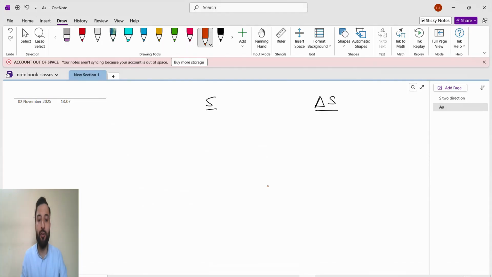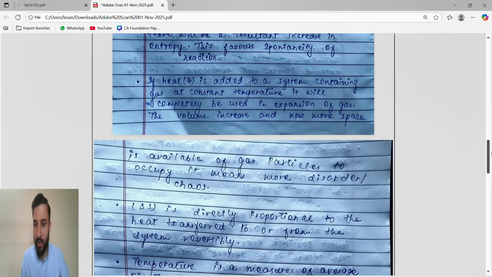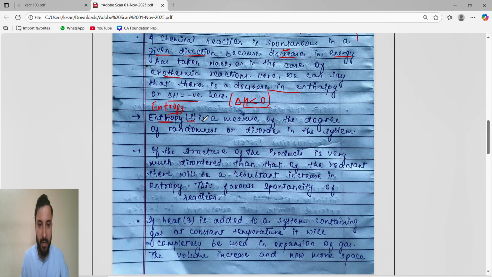Now see, if I talk about entropy, what does entropy mean? Entropy is a measure of the degree of randomness or disorder in the system. So if we take any system and see that the particles are in randomness or disordered, like they are moving very fast, that is entropy.